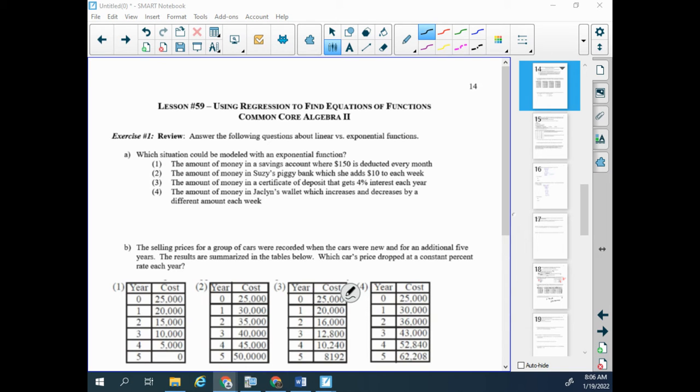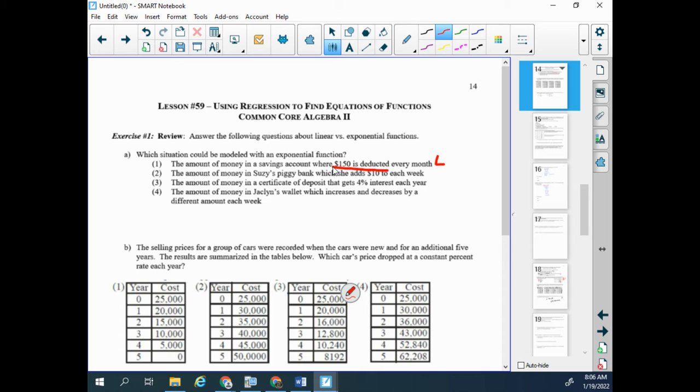We're going to start this lesson actually reviewing some things that model linear and exponential functions. The first one says which situation could be modeled with an exponential function. The amount of money in a savings account where 150 is deducted every month. This is a constant numerical change, so that's going to be linear.